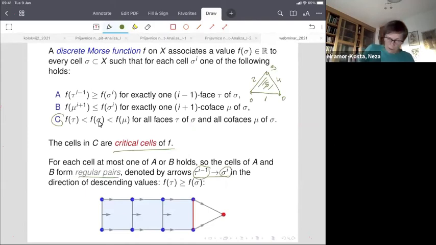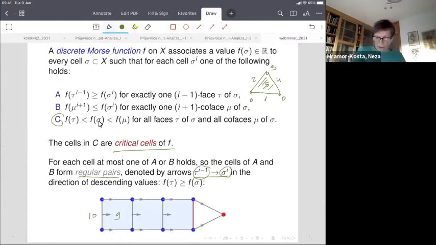For example, if we look at the picture down here, the edge at the very end would have to have a higher value than the two-dimensional cell to which it's connected with an arrow. Okay, so these arrows connect these regular pairs, and they point in the direction from a lower dimensional cell to a higher dimensional cell where the value is decreasing.